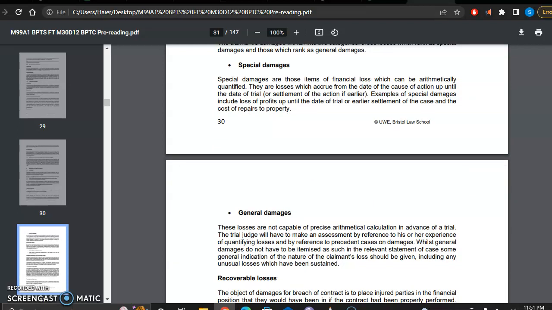Then there are types of damages. There are special damages and there are general damages. Special damages are those items of financial loss which can be arithmetically quantified, and they are losses which accrue from the date of the cause of action up till the date of trial. So those damages which can be quantified, where we can find out how much damage is done, are the special damages, and in the case where you can't do this, the damages which you will get are the general damages.